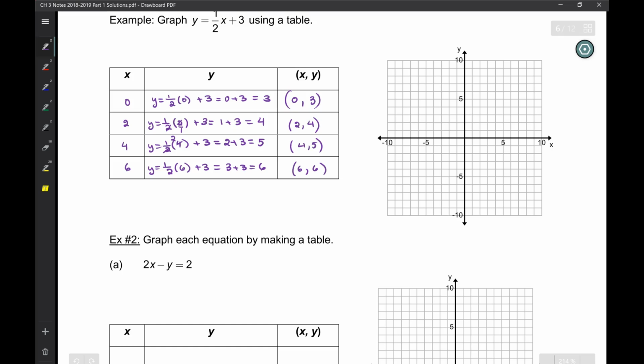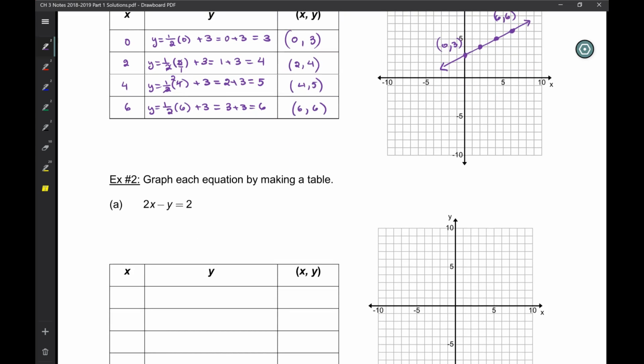Okay, so we plot these. 0 comma 3. 2 comma 4. 4 comma 5. 6 comma 6. Right, so that's 6 comma 6. This is 0 comma 3. Okay? Looks like a centipede. So let's do one more.